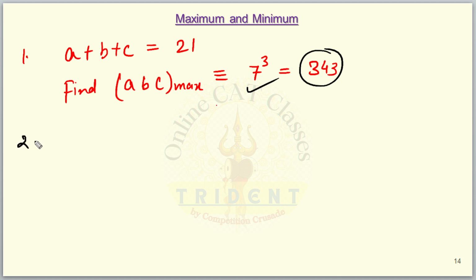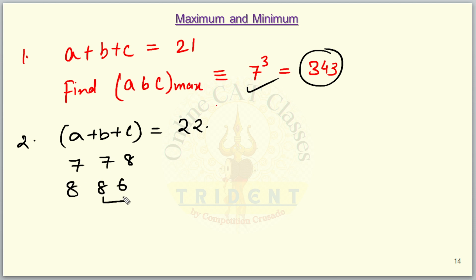The same idea applies if a plus b plus c is equal to, let's say, 22. In that case, we will take the numbers a, b and c as close to each other as possible, because obviously 22 is not divisible by 3. So the numbers a, b and c could be 7, 7 and 8. Somebody can ask why we are not taking 8, 8 and 6. For the simple reason that 8, 8 and 6 will not be as close to each other as 7, 7 and 8. The difference will be 2, and here the difference is less.